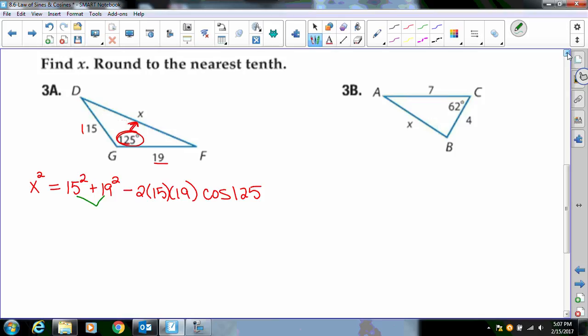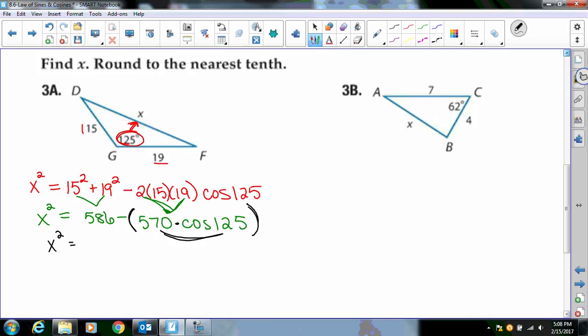So I always do 15 squared plus 19 squared first, and I write that number down. That's 586. Minus, and then I do this. 2 times 15 times 19 is 570, and then I bring down my cosine 125. And then that's equal to x squared. When I do this on my calculator, I make sure to put this in parentheses because I need to subtract off all of this, and that's being multiplied together. So if you work it left to right, put in those parentheses there, you would get out 912 point, and I'm going to round to the nearest hundredth, 94, and then square root it. Rounding to the nearest tenth, we get 30.2.